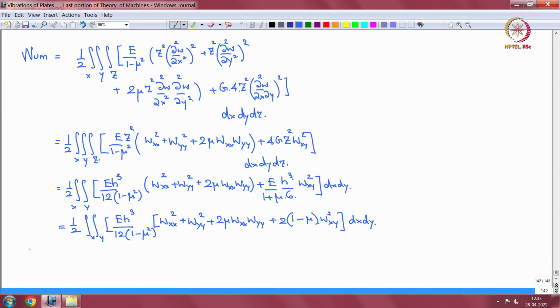The denominator is rho h by 2 integral x integral y of u1 square plus u2 square plus u3 squared, dx dy. The time is up, so I will close the lecture here and continue. Thank you.